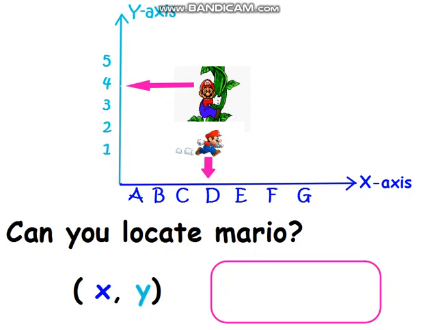Let's try some examples together. Where is Mario? Keep it in mind to start with the x-axis. Is he on letter A? No. He is on letter D on the x-axis. What about the y-axis? Is he on number 1? No. Number 3? Also no. He is on number 4. So when we want to write the location of Mario, we open the parenthesis, write D, which is his location on the x-axis, then number 4, which is his location on the y-axis.